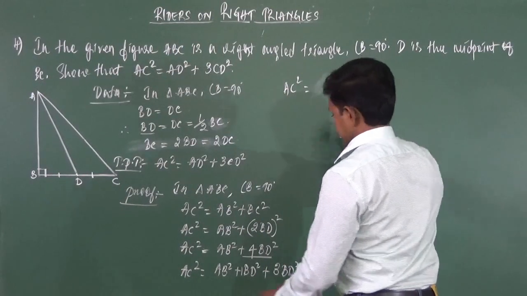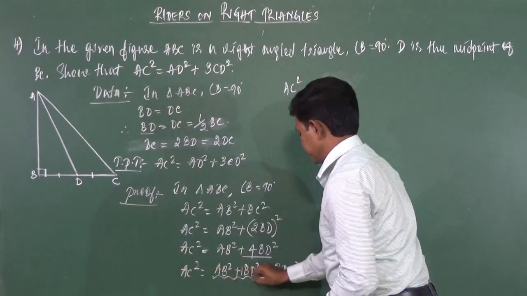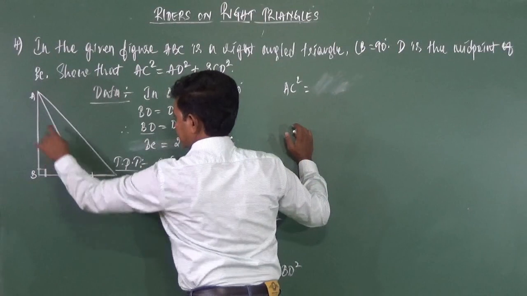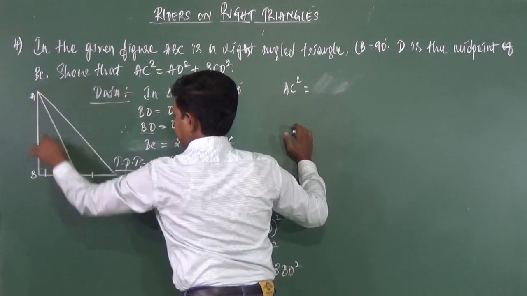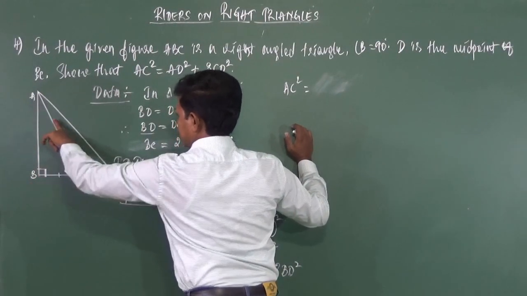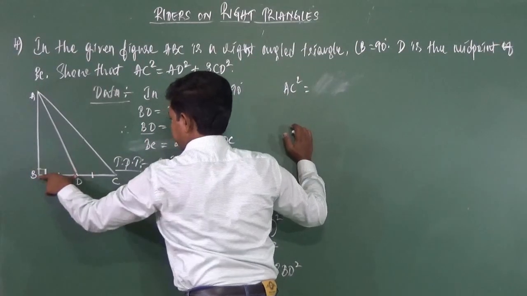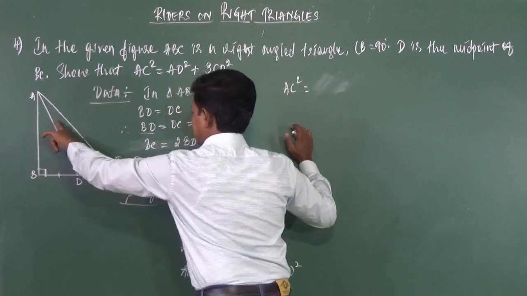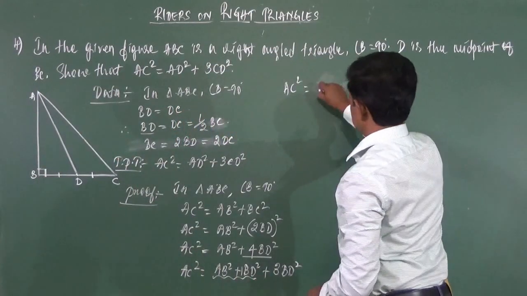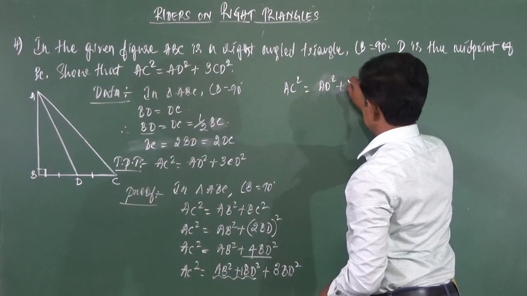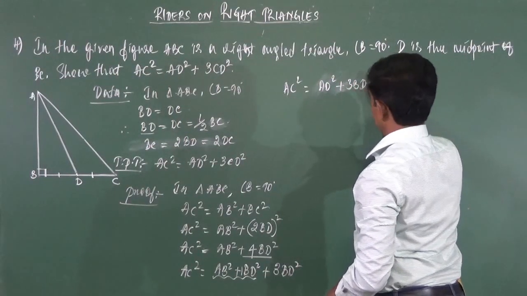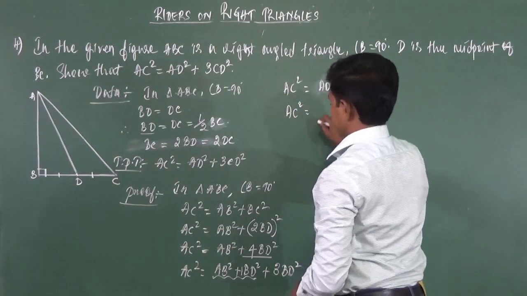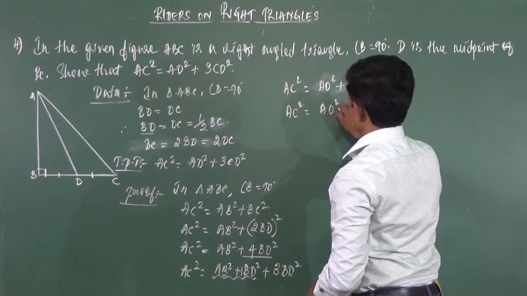Okay, let us do one thing. What is AB square plus BD square from the figure? In triangle ABD, angle B is 90 degrees. So AD square is equal to AB square plus BD square. So instead of AB square plus BD square, I can write AD square. So it is AD square plus 3BD square.